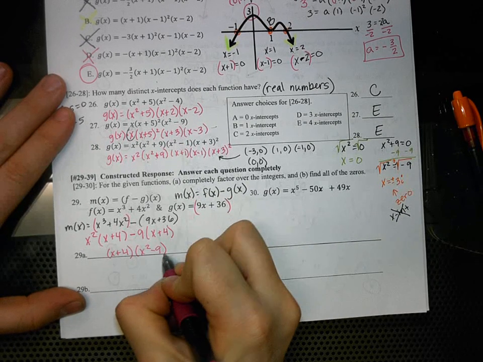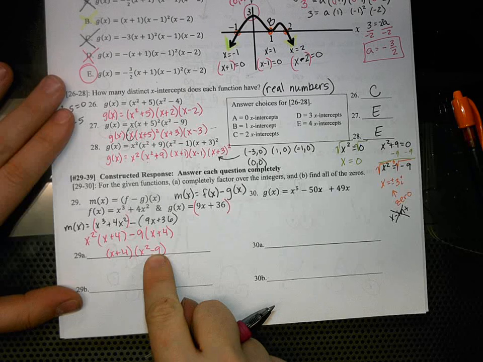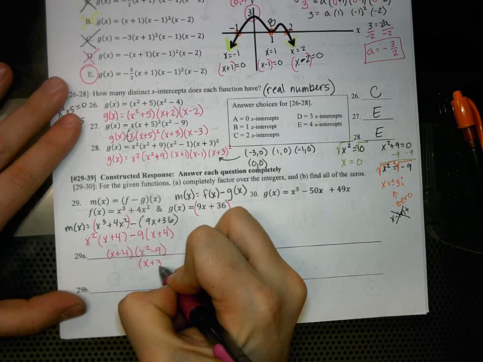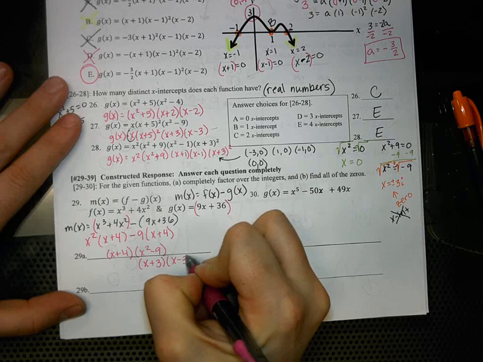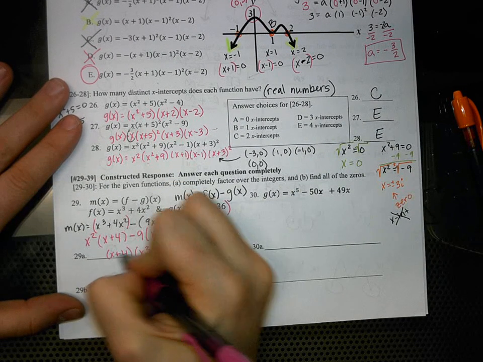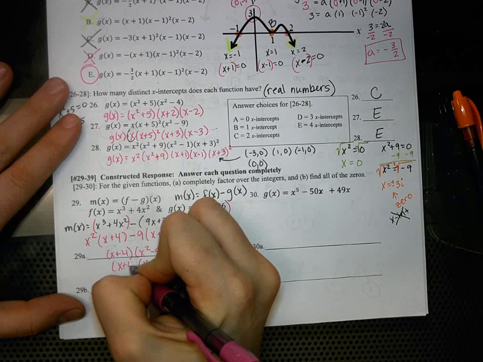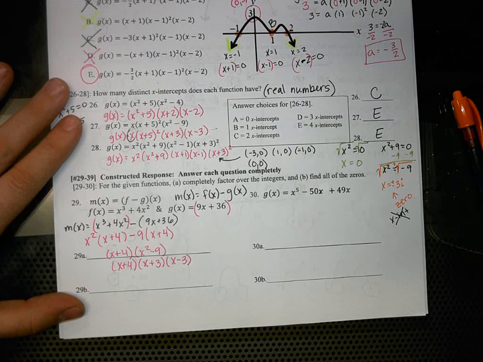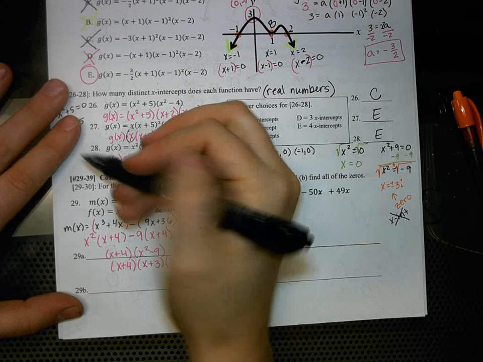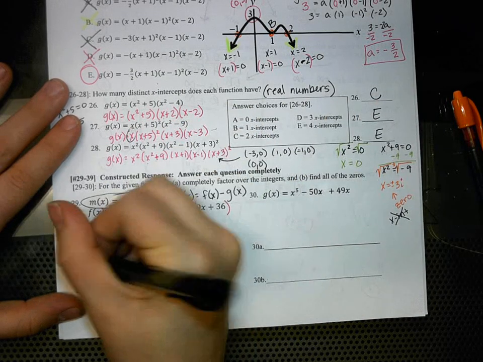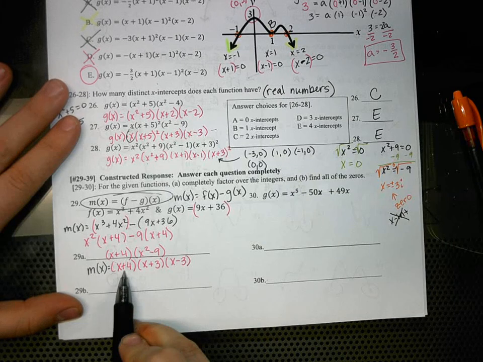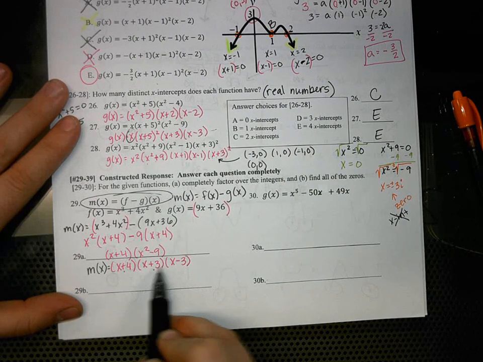This x squared minus 9 is a difference of squares, so it factors to x plus 3 times x minus 3. But I already have an x plus 4 from prior, and I need to write this as an equation because this started as an equation. So m of x equals x plus 4 times x plus 3 times x minus 3. This is my final answer.